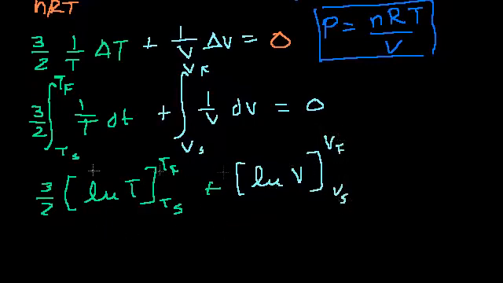This is just the calculus here. And this is going to be equal to 0, right? I mean, we could integrate both sides. If every infinitesimal change is equal to 0, the sum of all of the infinitesimal changes is also going to be equal to 0.